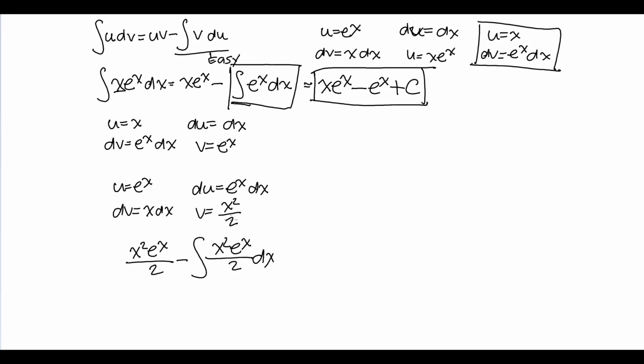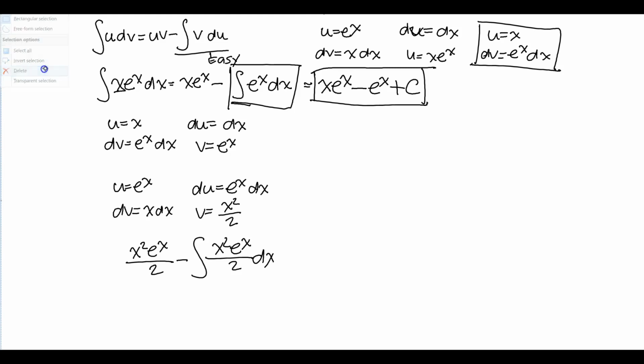Such that dv is easier to integrate. Okay, dv is easy to integrate and u is easy to differentiate. So the derivative of u is a lot simpler than u, and the integral of dv is a lot simpler than v. Okay, so let's do another one.